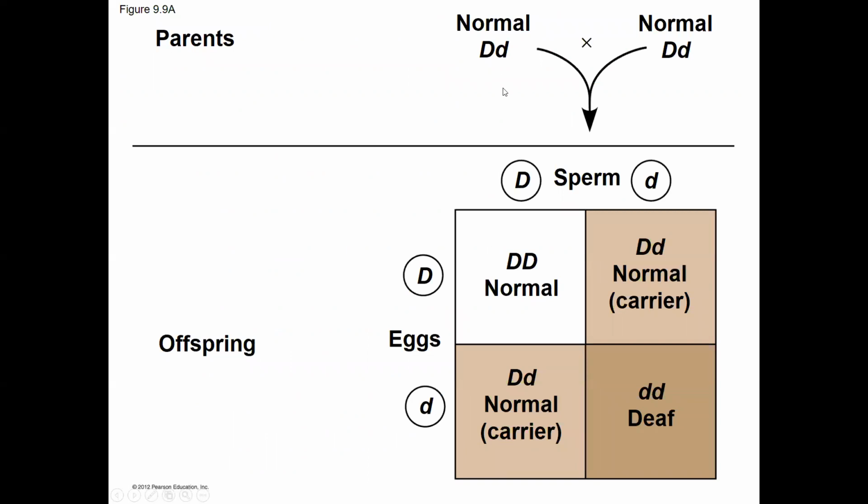So for example, you can have two heterozygous individuals that mate and produce offspring, and this is just showing you that from the heterozygous individuals, a quarter of them will be normal, two quarters of them will be carriers, and then there is a quarter probability that their offspring will be born deaf.